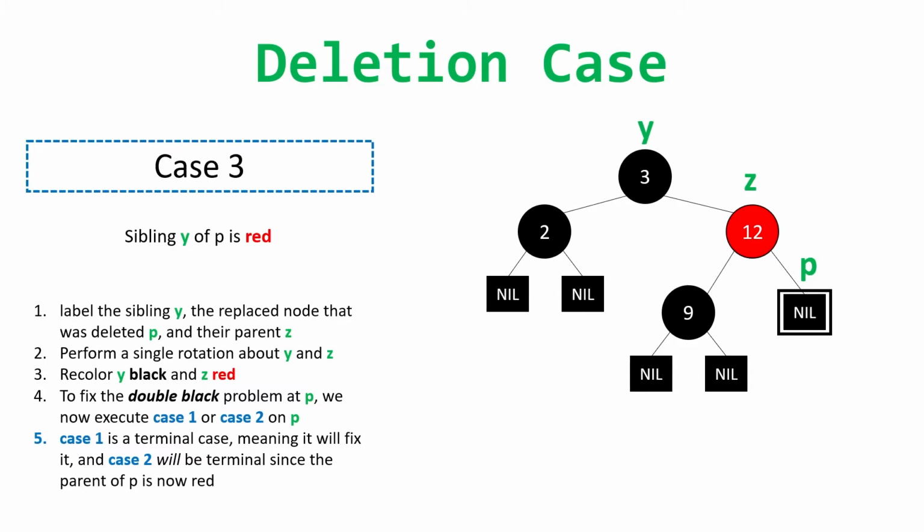Now we have a double black problem at P, which was the promoted node. Then we execute case 1 or 2 on this, and we keep doing that until we're done. So we execute case 1 or 2 on the promoted node here, which is P. Case 1 is a terminal case, and one of the 2 subcases for case 2 is also terminal. So eventually you get to where you don't need to do anything anymore, and you fix the double black problem.